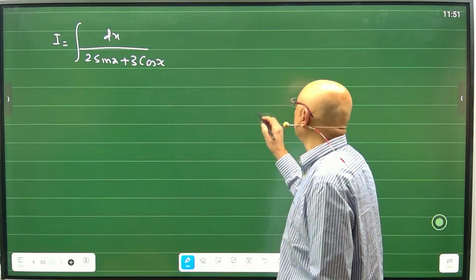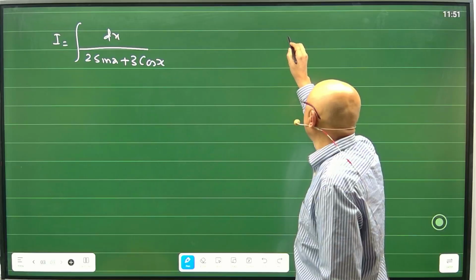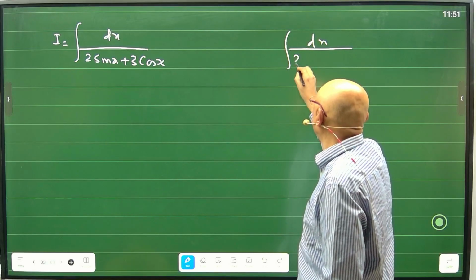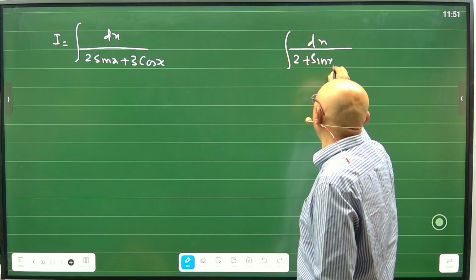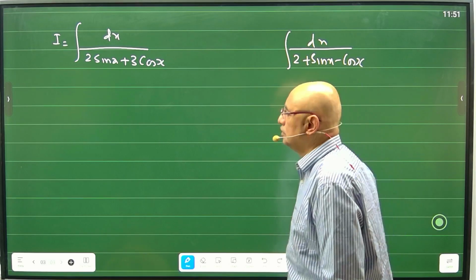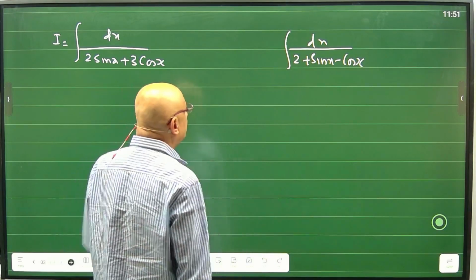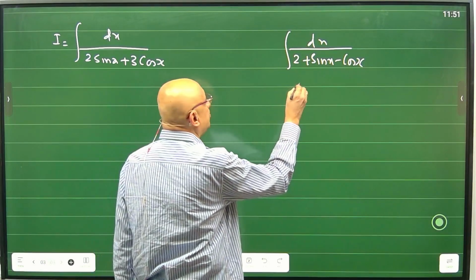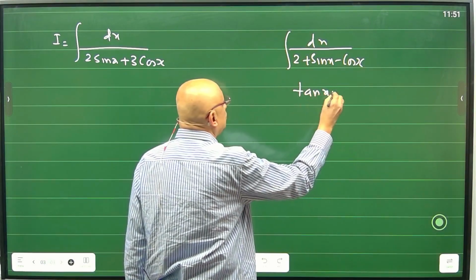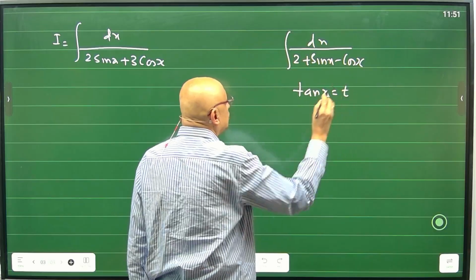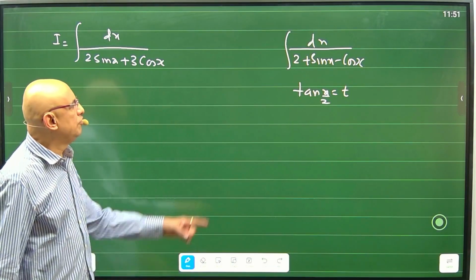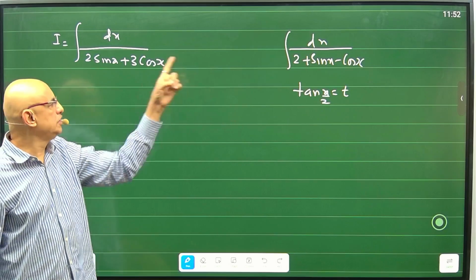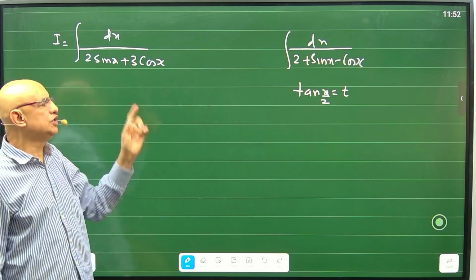There is a similar type, suppose if this is asked as 1 by 2 plus sin x cos x. If you come across this type of question, this has got a method: substitute tan x by 2 equals to t. Whereas this problem seems to be similar to that, but this is a typical type which is a confusing one.